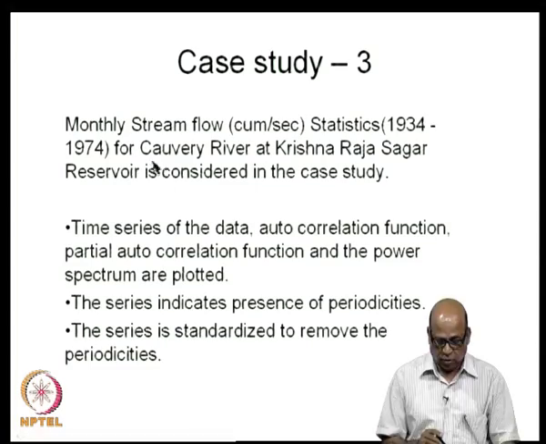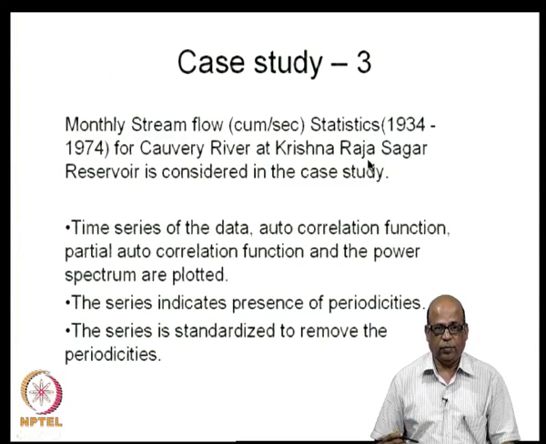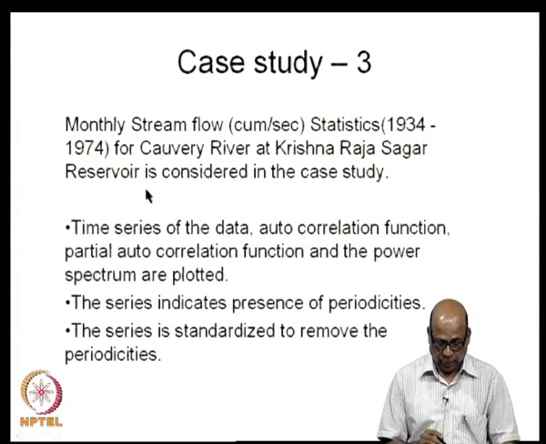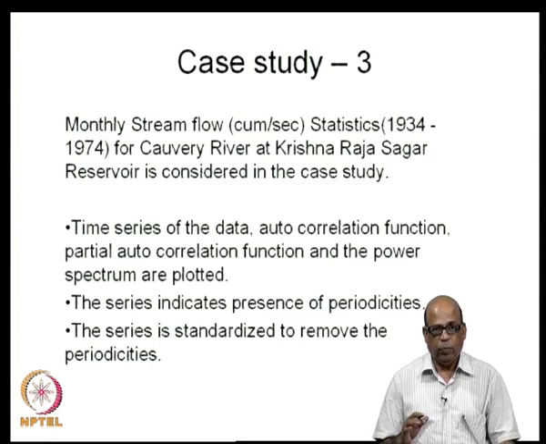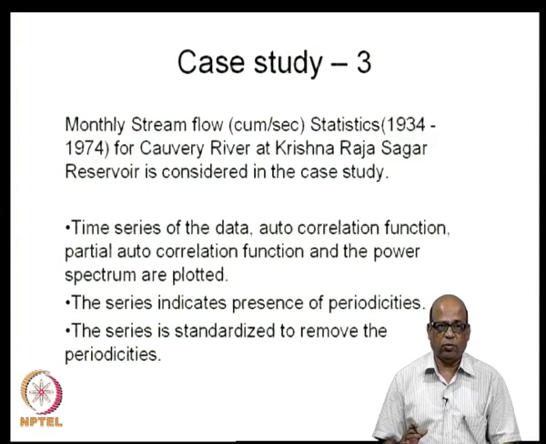So, we will take the monthly stream flow data for Kaviri river at Krishnaraj Sagar in Mysore. This is monthly stream flow data, in cubic meters per second. The data is available for 1934 to 1974. We will plot the time series, the autocorrelation function, partial autocorrelation function and the power spectrum.